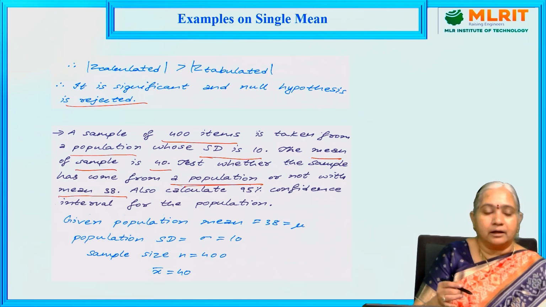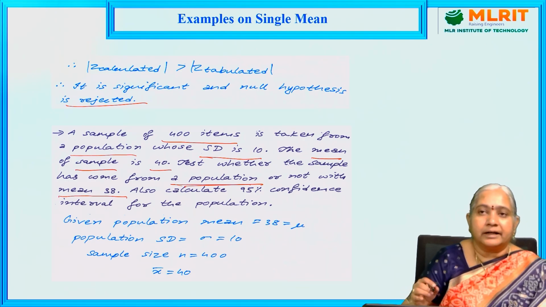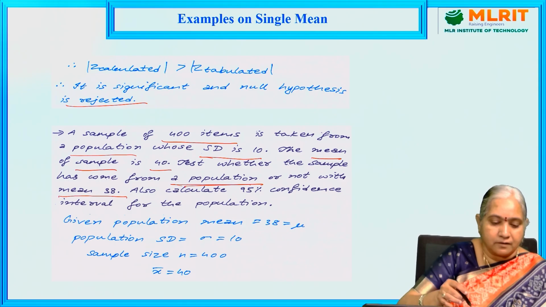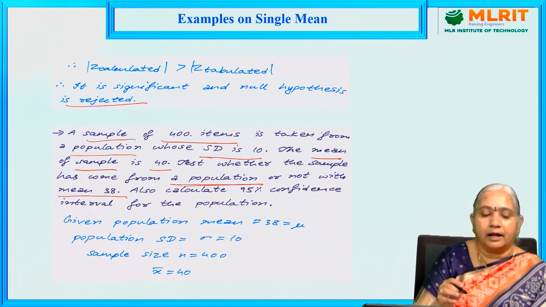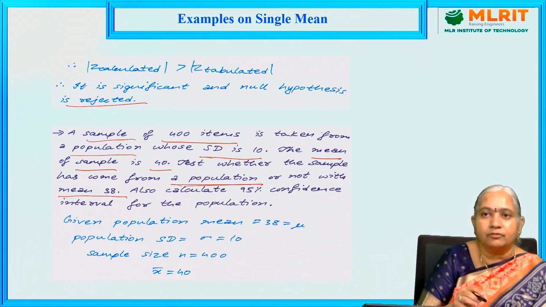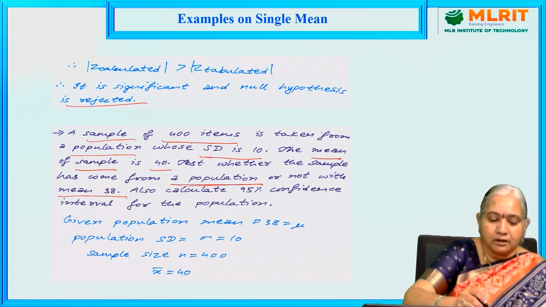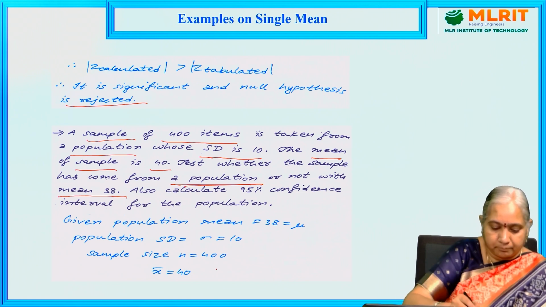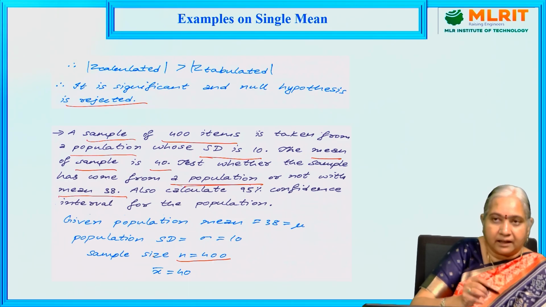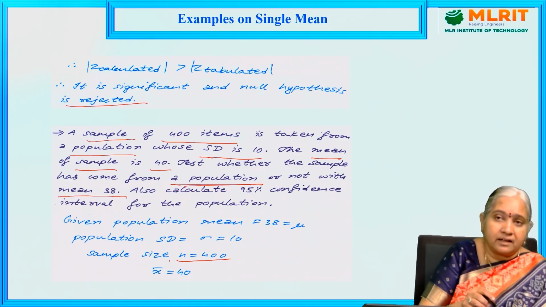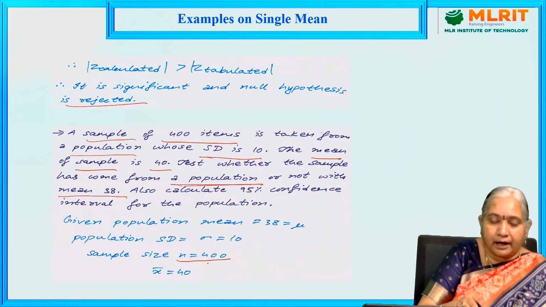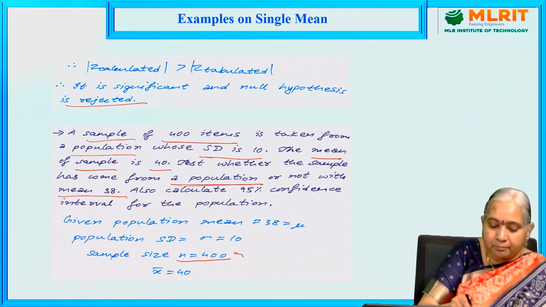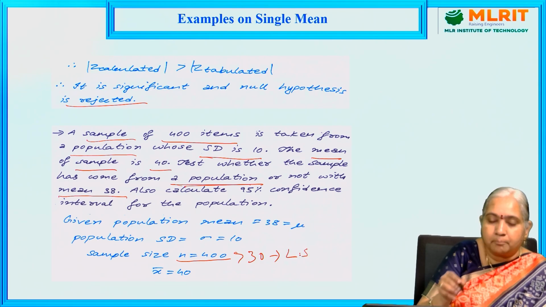So we write the first step, that is the data in mathematical notations. What is given? A sample of 400 items. So the sample consists of 400 objects. So n is equal to 400. Sample size is denoted by small n, and it contains 400 items. n equal to 400 means greater than 30, and greater than 30 means large sample.